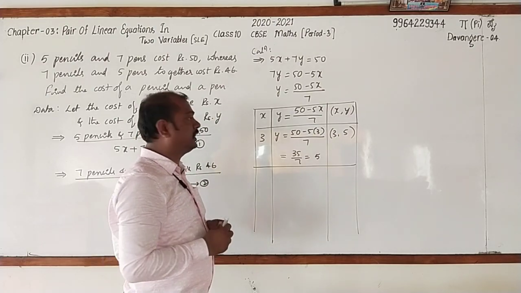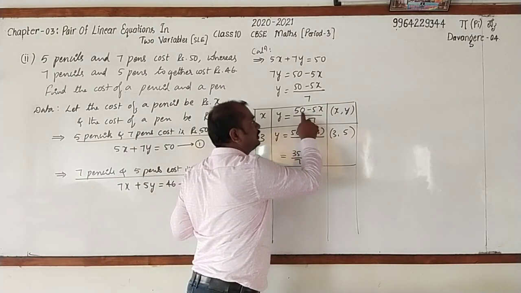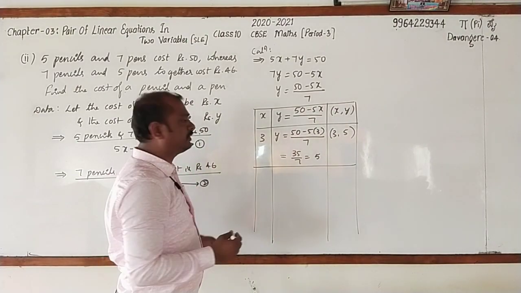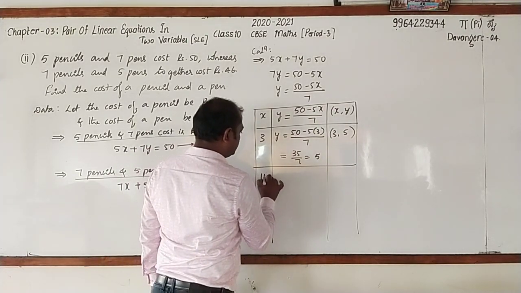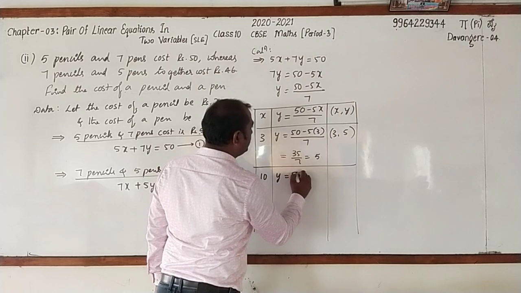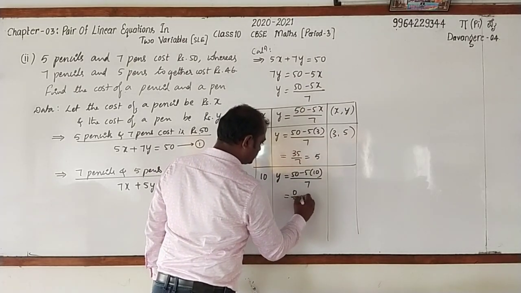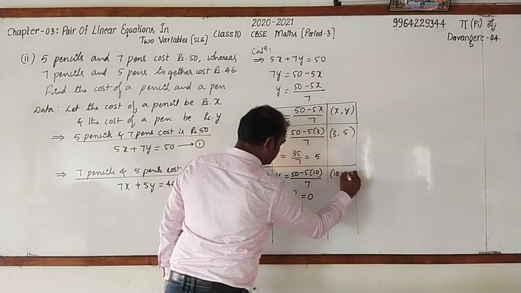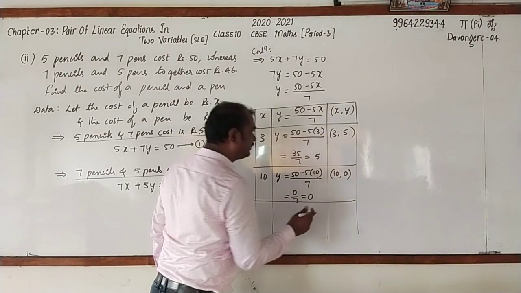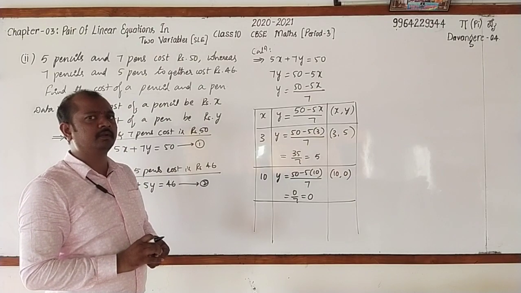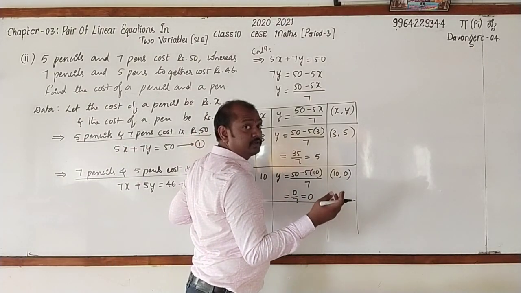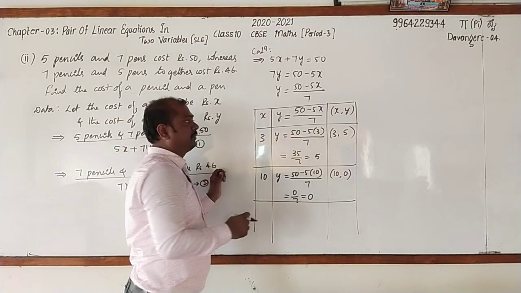If you take 10, yes, 5 10s are 50. 50 minus 50, 0. 0 by 7, 0. Here I will take 10. y is equal to (50 minus 5 into 10) by 7. It is 0 by 7, which is 0. It is 10 comma 0. Then after that, can we take any other number? Yes. Let us try with negative numbers.